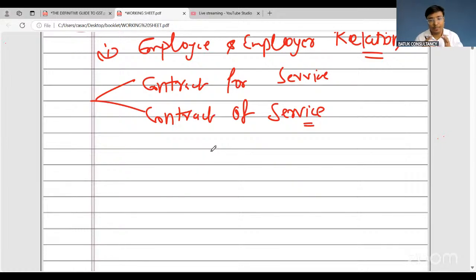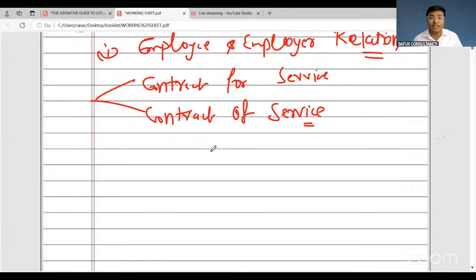Now let's discuss, because these two terms are very important to decide the employer-employee relationship. Because until I know what we mean by the employee-employer relationship, I will not be in a situation to decide the applicability of GST on that transaction. Okay, now contract for service, contract of service.